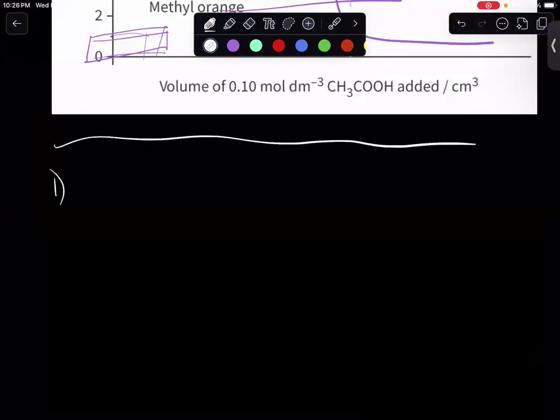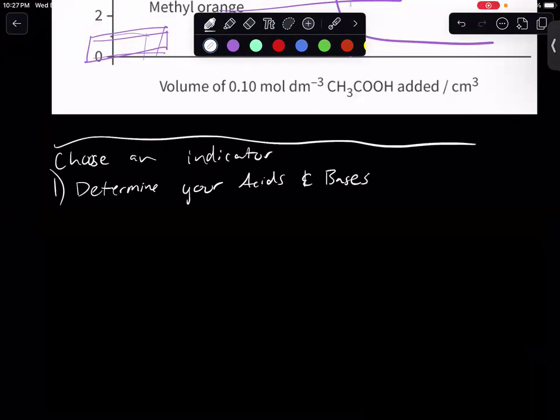First thing you need to do, so choose an indicator. The first thing you need to do is determine your acids and bases. You want to know what you're dealing with. Second, you want to get the pH of the equivalence point.